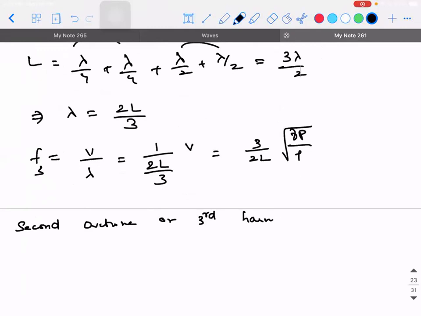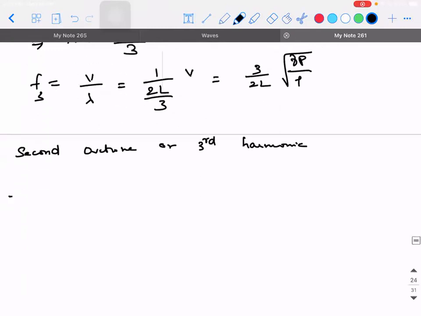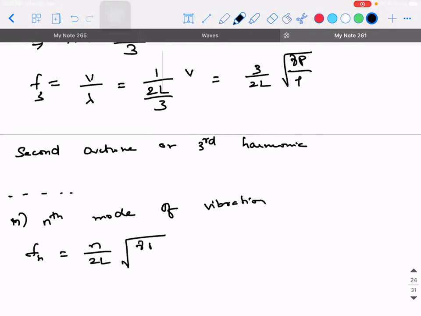third harmonic. Okay. Similarly, if I keep on doing, for the nth mode of vibration, what will be the value of frequency? Fn will be equal to, you guys tell me. N by 2L into square root of gamma P divided by rho. Right, this is called as what? This is called as (n minus 1)th overtone, or it's called as nth harmonic. Okay, make a note of this point.